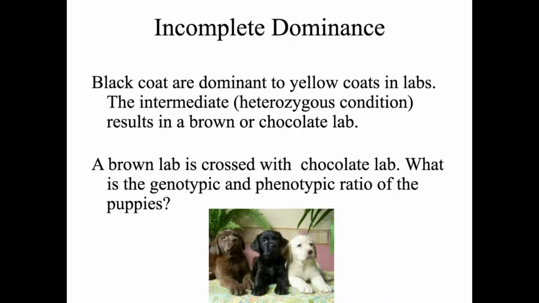So far, we have looked at a pattern of complete dominance, where one allele completely masks or hides the second allele. That's not always the case. Sometimes we see a pattern of incomplete dominance, where one allele only partially masks the other allele. So in this problem, we see that the black coat color is dominant, though incompletely dominant, to yellow coat color in labs. So when we have a heterozygote puppy, we're going to see a mix of the two colors. So black and yellow mixed gives us a brown or chocolate lab.